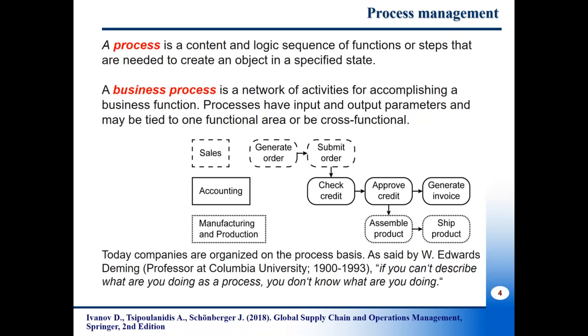And this connection is not only within a single business process, but can be cross-functional. For instance, between sales and accounting, there's a connection between submit order and check credit. So the conclusion of these slides is mentioned by Edwards Deming: if you can't describe what you are doing as a process, you do not know what you are doing.